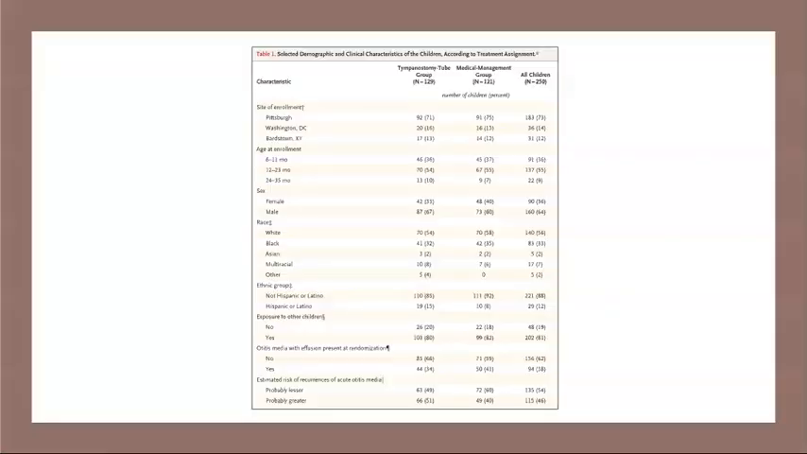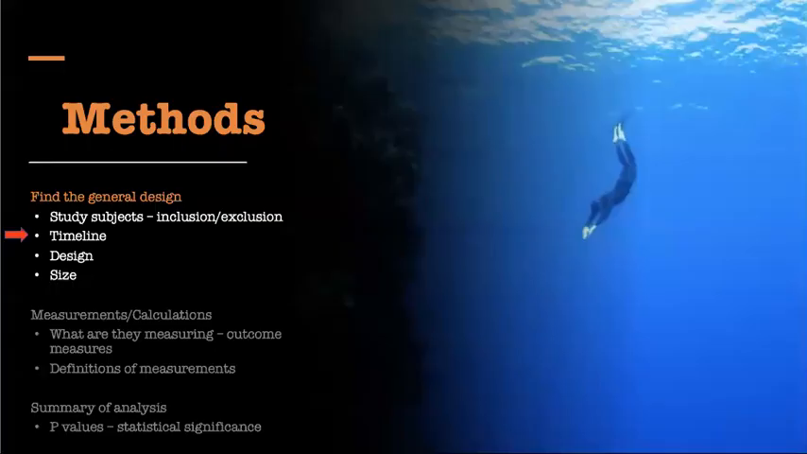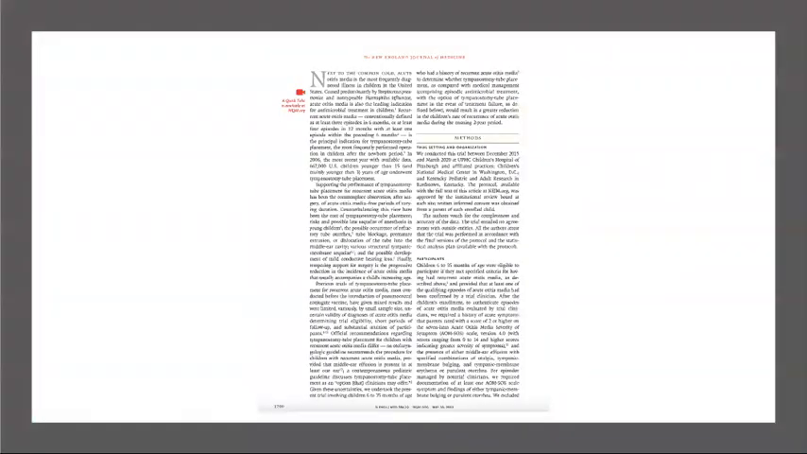Okay, so this is table 1. You can see that it's the selected demographic and clinical characteristics of the children according to the treatment assignment. So this shows you the distribution of all the patients, of all the children, their ages, their locations, the study locations, and other qualities such as sex, race, ethnic groups, etc. Okay? All right, let's get into the timeline.